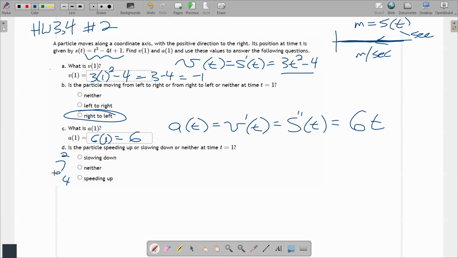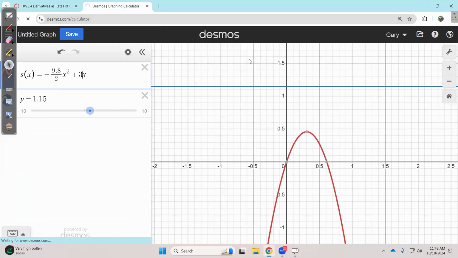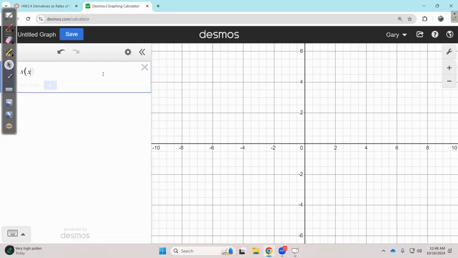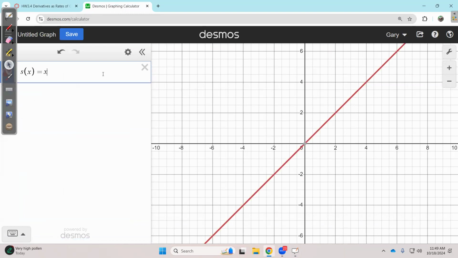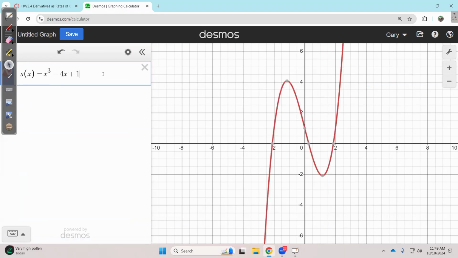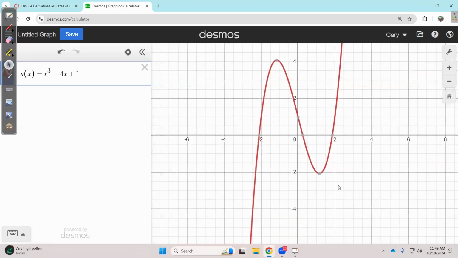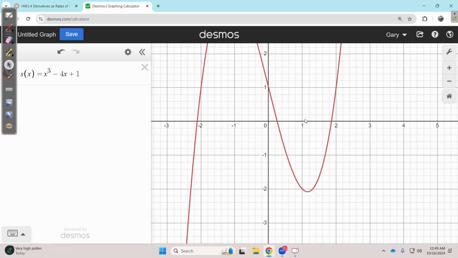So whip that out on Desmos. The original function, t cubed minus 4t plus 1, we're going to have to use x's. So I'm going to call it s of x, which equals x cubed minus 4x plus 1. Did I get that right? Yeah. Okay. And then I only care about what's going on at 1, which is this point down here. Oops, let's graph the point, 1 comma s of 1, at that point right there.